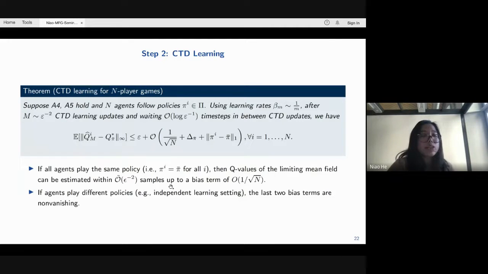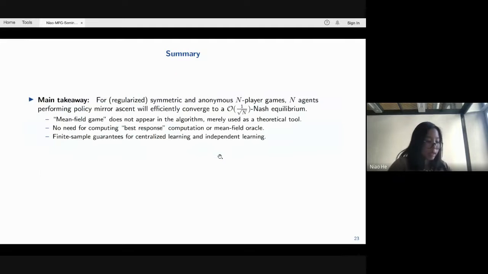Of course, when agents play different policies, which is the case of independent learning, these last two bias terms are not going to vanish. Then, in order to control this error, you have to use more samples per iteration for the TD learning step to compensate for this bias. So that summarizes the key results if you directly run an agent simulator following the policy mirror ascent algorithm.